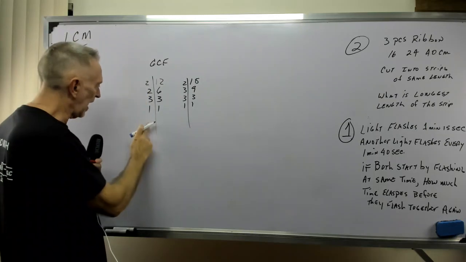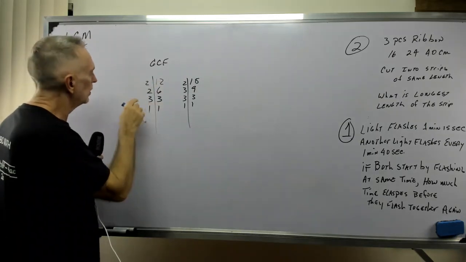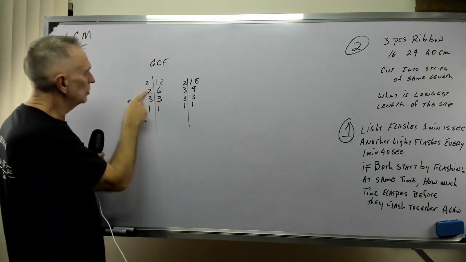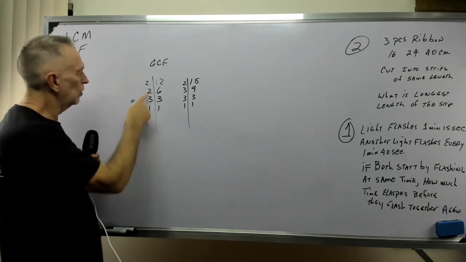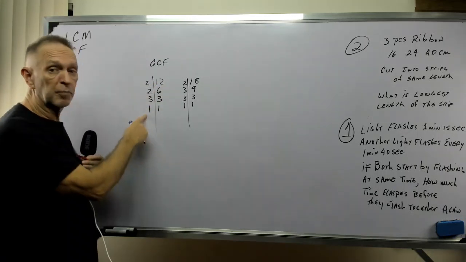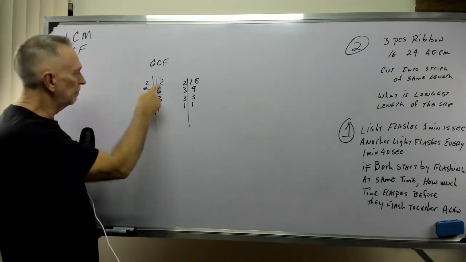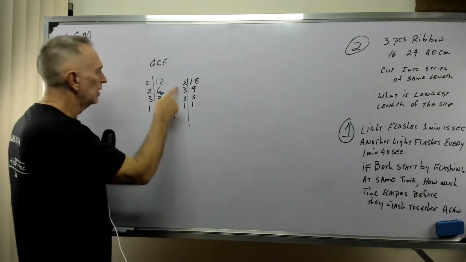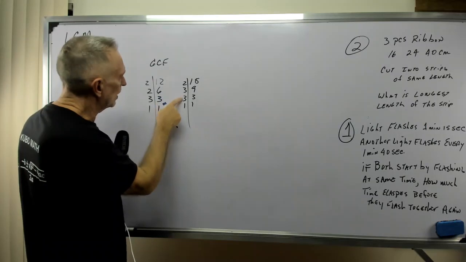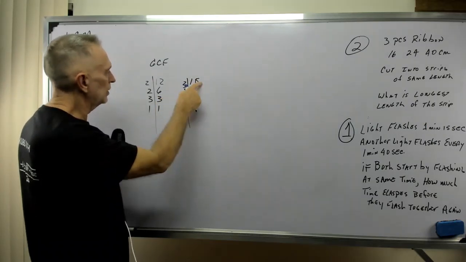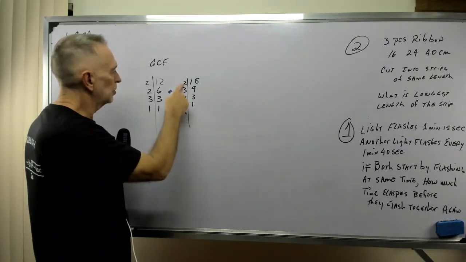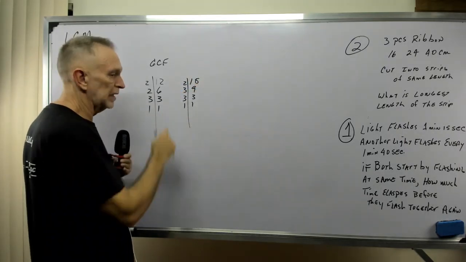These are the factors that make up 12. Because I have 2 times 2 is 4. 3 times 4 is 12. 12 times 1 is 12. These are all the prime factors that make up 12. And this 3 times 3 is 9. 9 times 2 is 18. 18 times 1 is 18. These are the prime factors that make up 18.